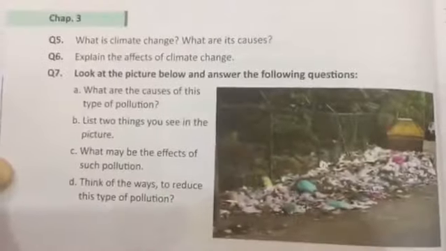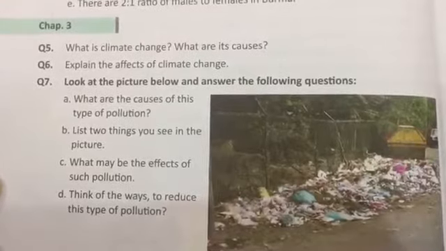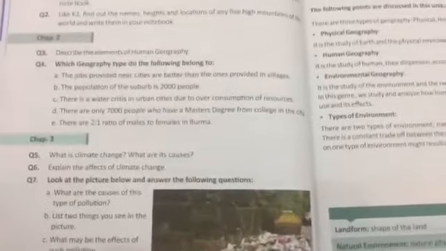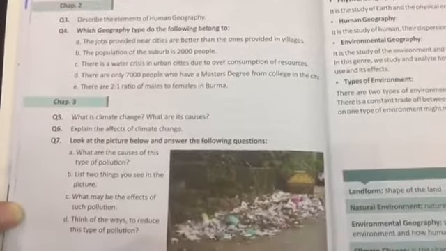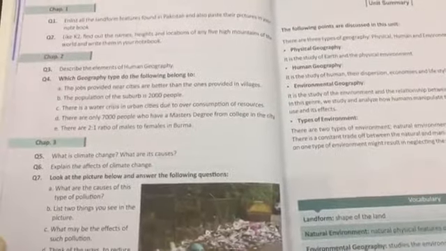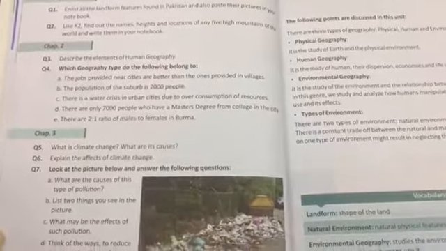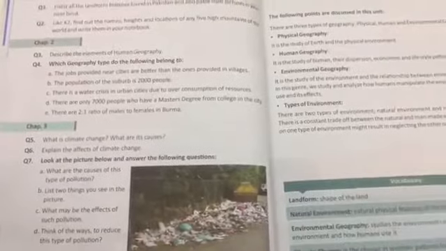Question number 7 is your task. You have to discuss it with your friends or with your family members. So your task is that you have to write question number 3 of chapter 2 in your neat notebooks, and question number 5 and question number 6 of chapter 3 in your neat notebooks, while the rest of the questions like question number 1, question number 2, question number 4 and question number 7, you have to discuss with your friends or with your family.